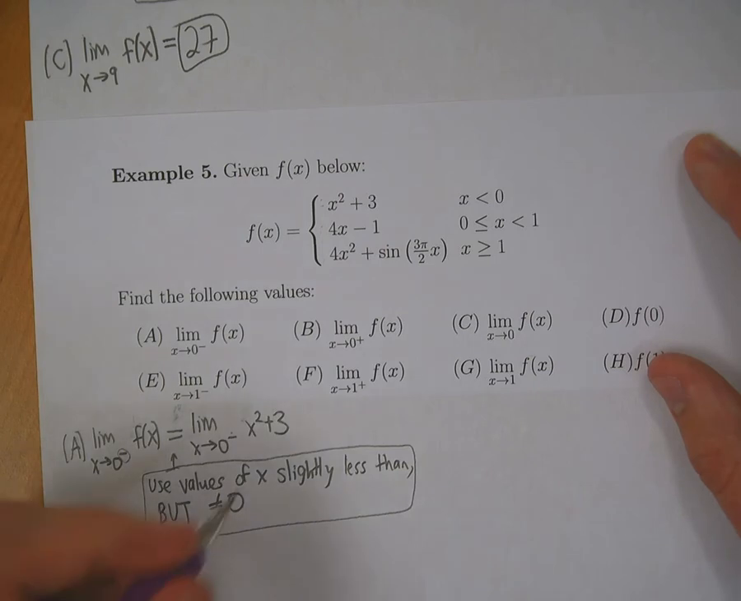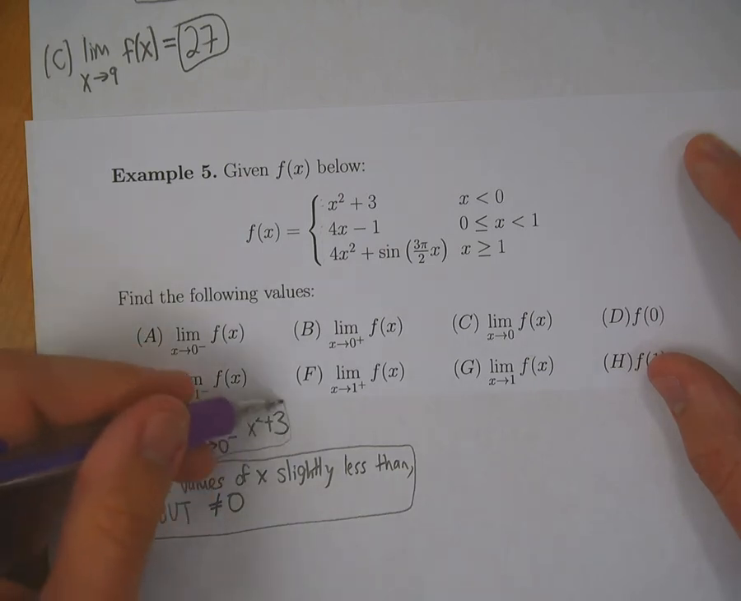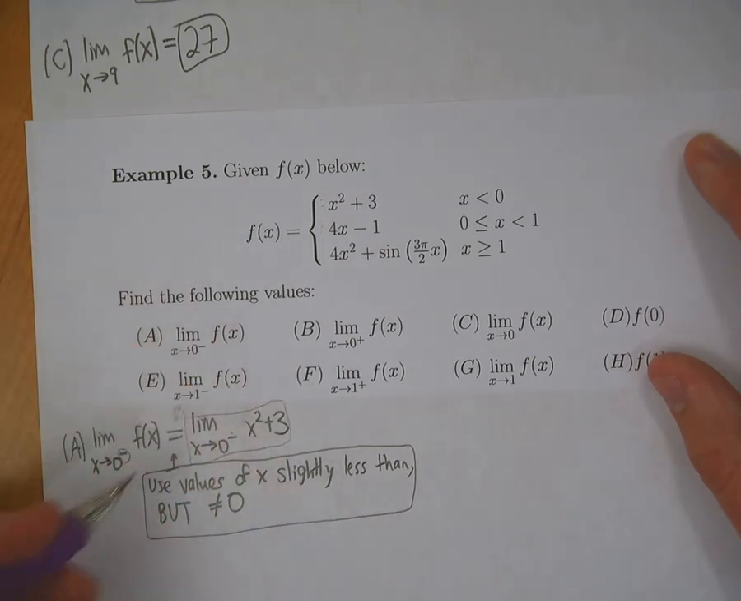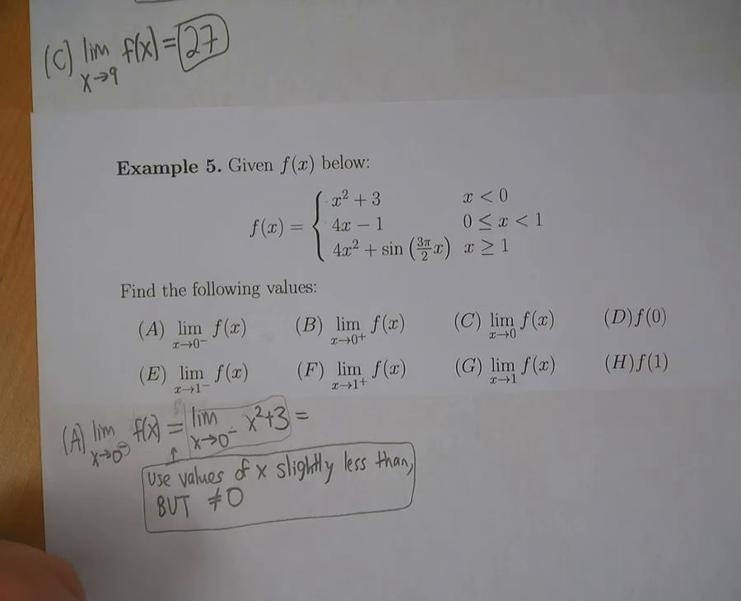Okay? So now once we are here, we're basically back in non-piecewise function land again. So in this case, x squared plus 3 is just a nice polynomial that's defined everywhere. So our function value there should be what? Our limit value should be what?